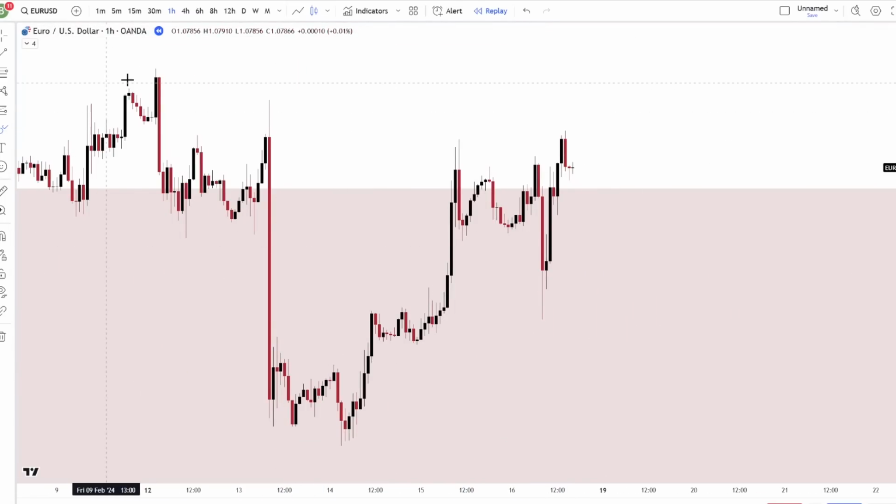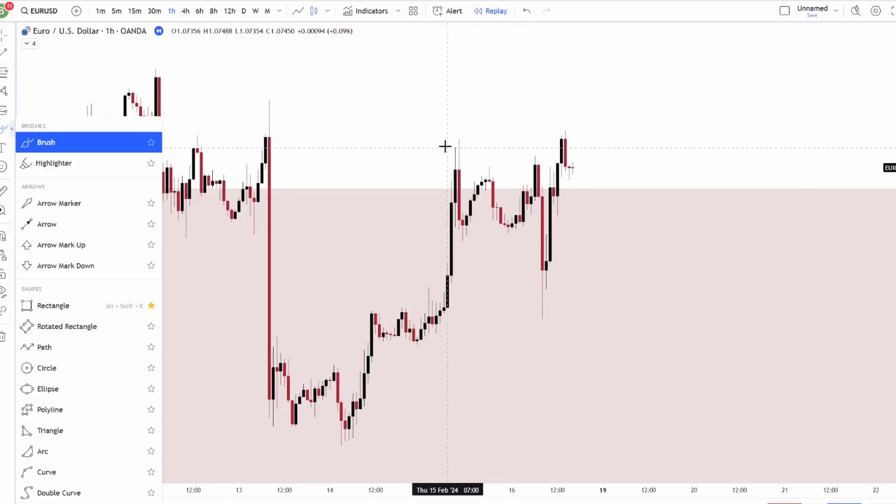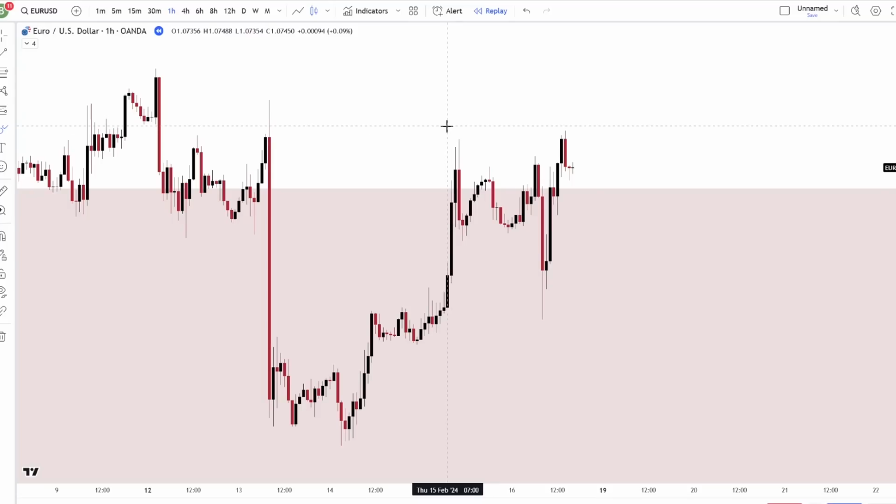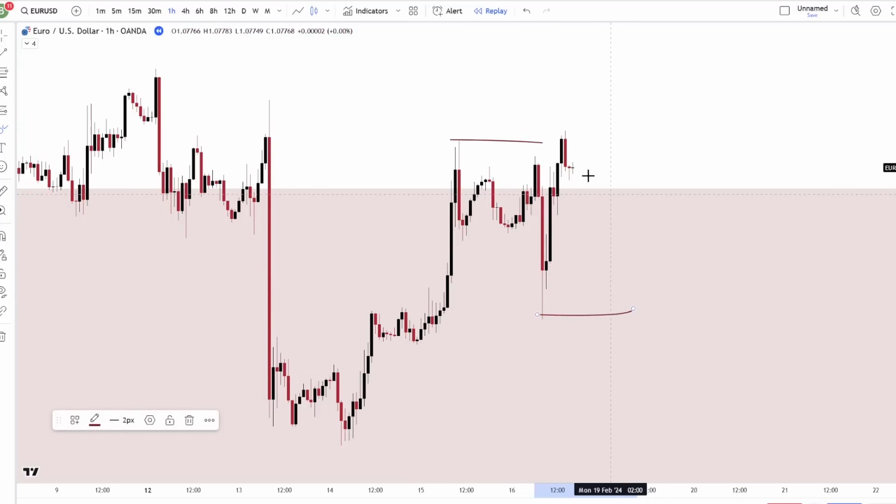So what did you have here? You had a range, you had a swing high and a swing low. Obviously, once price got above this level, you're in your trade. So even though price did pull back, your stop loss is still right here. And we kind of missed this trade. So let's look for another one.